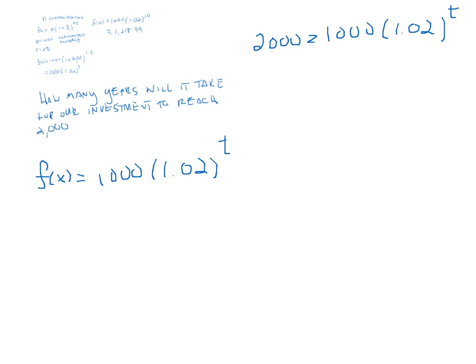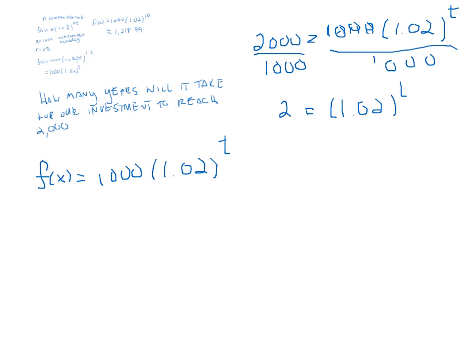Well, the first thing that I can see in terms of solving for t is I notice that I have this factor of 1,000 out in front of my exponential portion of my equation here. So I want to divide both sides by 1,000, which is the first thing I want to do. In doing so, I get 2,000 divided by 1,000, which is equal to 2, and then just rewriting what's remaining, 1.02, all raised to the t.